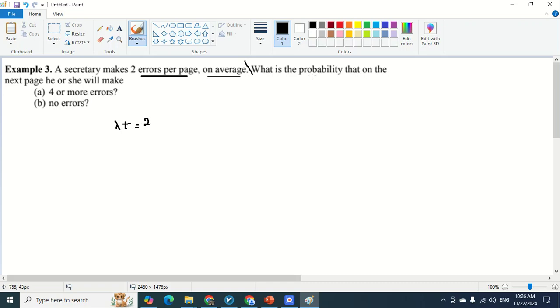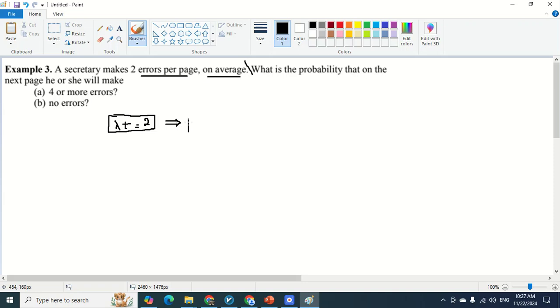They ask what is the probability that on the next page he or she will make 4 or more errors or no errors. Right now again, because the average of the mistakes is given by 2 errors per page, we can consider this value for all the errors that we can consider for that situation.